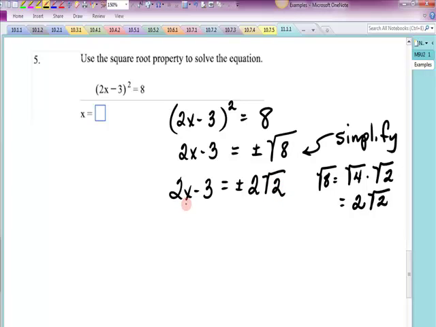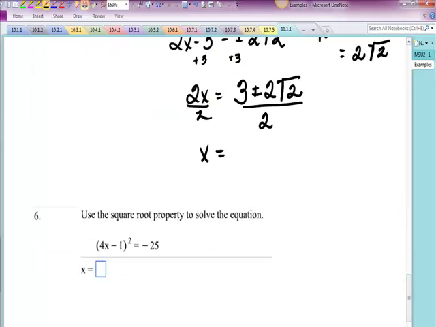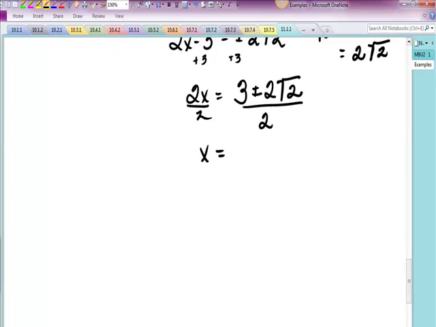I need to solve this for x. This is an irrational piece, so keep that in mind. You're going to add 3. Please put it in front. I have 2x is equal to 3 plus or minus 2 times the square root of 2. Divide by 2. X is equal to 3 plus or minus 2 times the square root of 2 over 2.